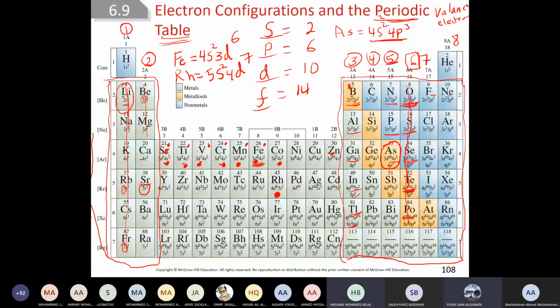Why is it 7, Doctor? In the periodic table it's written 8.